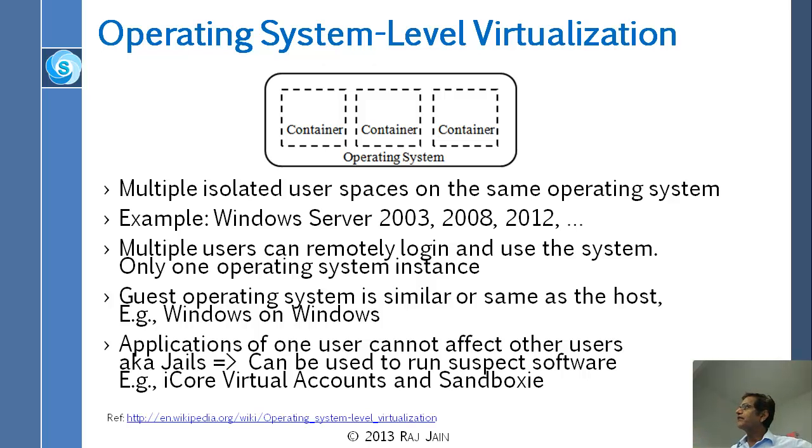And that is done, for example, when you get a Windows Server 2003 or 2008, where multiple people can log in, but they will not be affecting each other. They will not be able to see each other's disk or anything. So Windows Server is an example of operating system level virtualization.